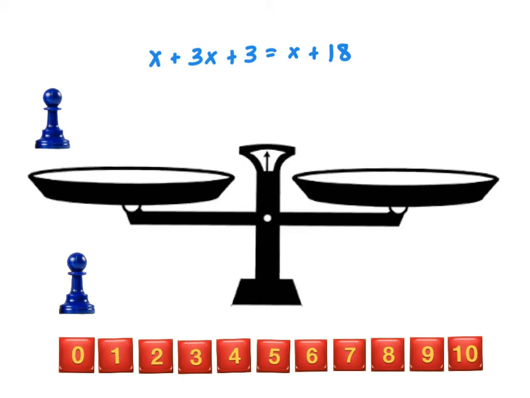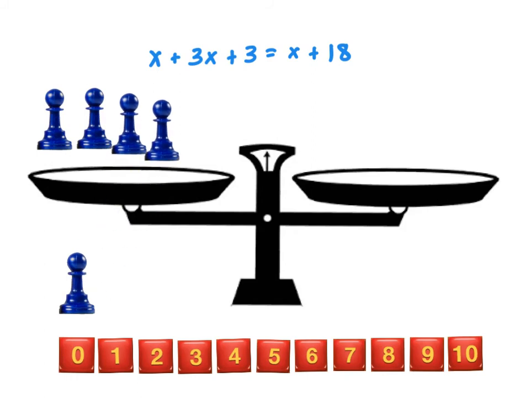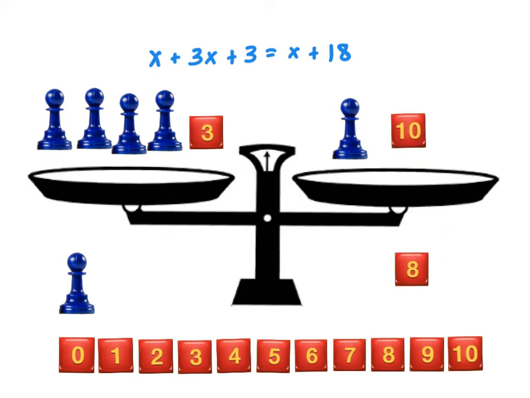Setting this up, I have an x. Then I have 3 more x's. So 1, 2, 3 more x's plus 3 equals x. And 18, I'm going to do 10 plus 8 for 18. You can do a variety of combinations.